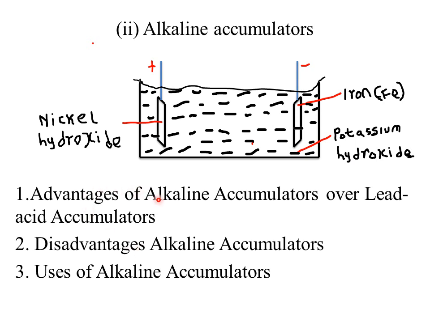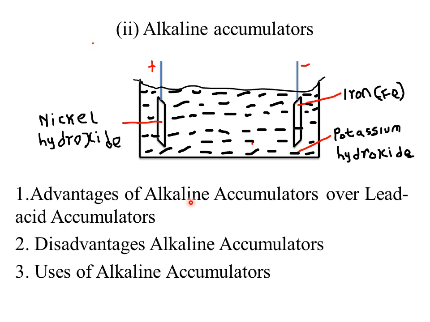Now, what are the advantages or merits of an alkaline accumulator over a lead acid accumulator? An alkaline accumulator has 4 advantages over a lead acid accumulator. One is that large currents can be drawn from alkaline accumulators without destroying them, as opposed to lead acid accumulators. So the first advantage is that large currents can be drawn from them.